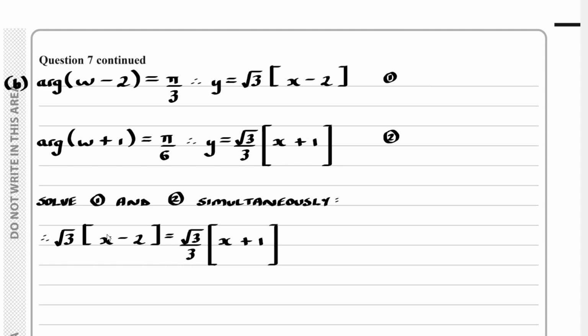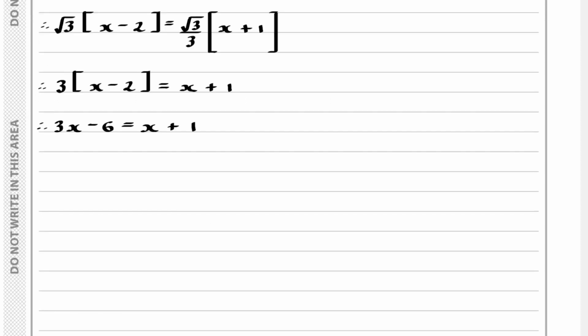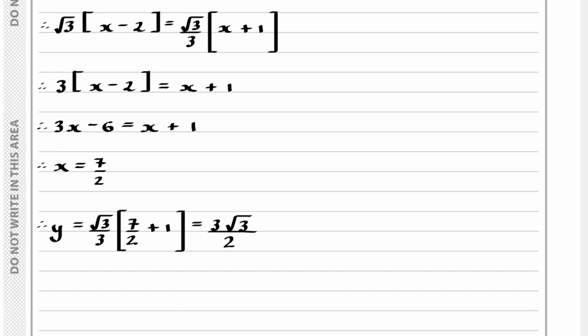And in doing so, setting them equal to each other because they both equal y, we've got root 3 multiplied by x subtract 2 equals root 3 over 3 multiplied by x plus 1. So we've got 3 multiplied by x minus 2 equals x plus 1. So we have 3x subtract 6 equals x plus 1, which means x equals 7 over 2. And when x equals 7 over 2, we can find out what y is. Y is equal to root 3 over 3 multiplied by 7 over 2 plus 1, which is 3 root 3 over 2. And therefore w is equal to 7 over 2 plus 3 root 3 over 2 i.